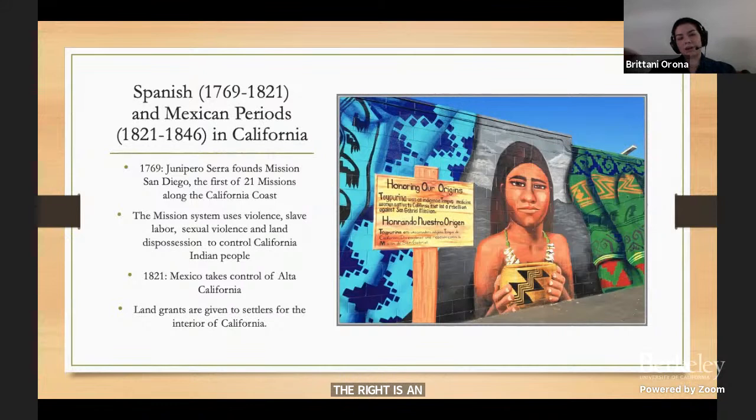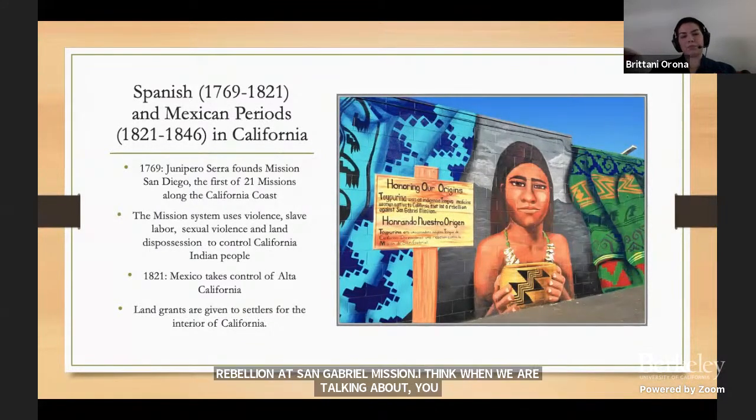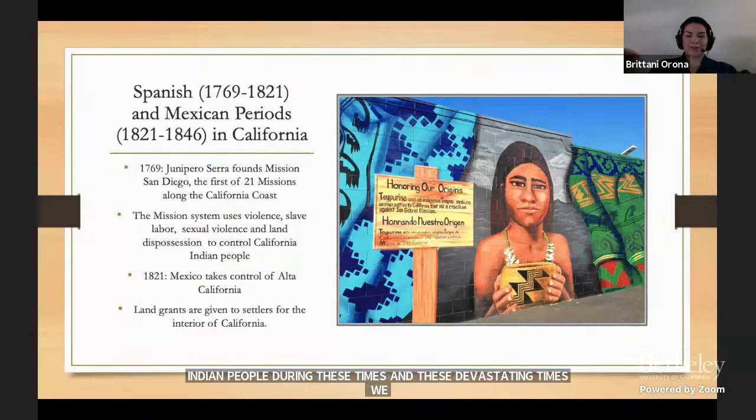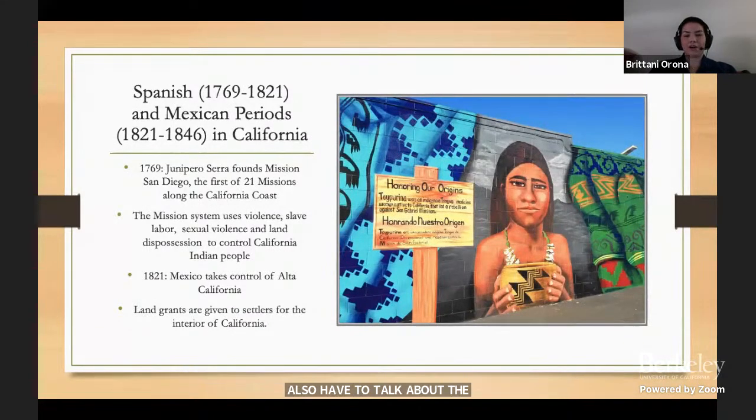And I think when we're talking about the violence towards California Indian people during these really devastating times, we also have to talk about the strength and the resistance that occurred. And it's embodied within her and many other people who are resisting these colonial forces by continuing their traditions and continuing their practices over land, to great personal and physical danger to themselves.